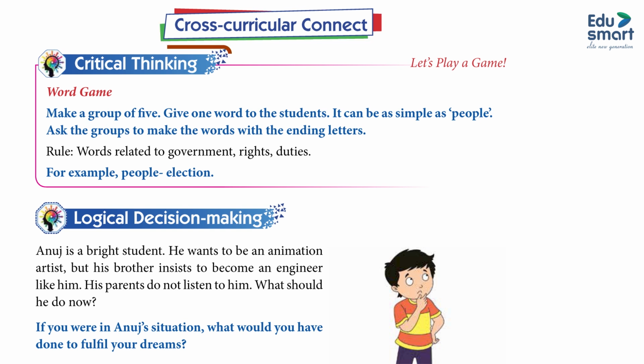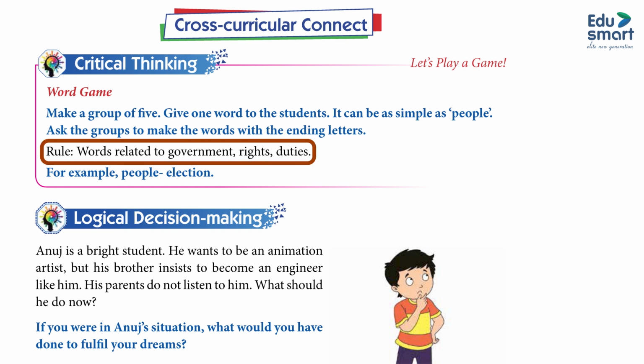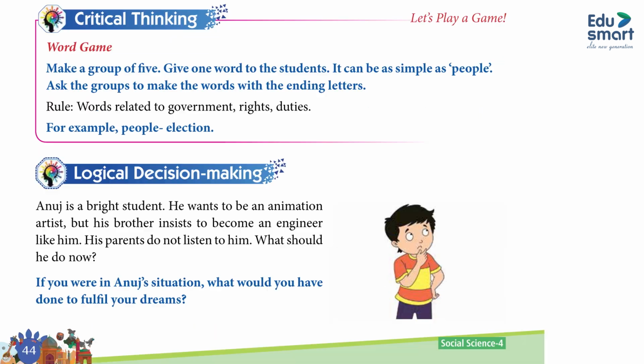Cross-curricular connect. Critical thinking. Let's play a game. Word game. Make a group of 5. Give one word to the student. It can be as simple as "people". Ask the group to make words with the ending letters. Rule: words related to government, rights, duties. For example, people, election.